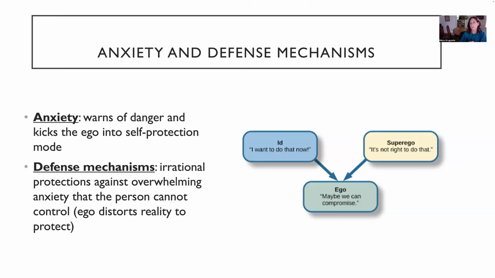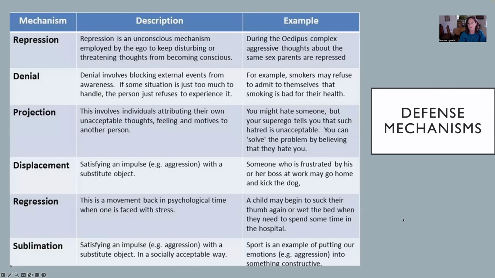And so the ego then can adopt certain ways of protecting itself from all this anxiety. And sometimes these are irrational. They're generally considered to be unconscious. The person can't really control this. And what the ego does is it distorts reality. And those kinds of distortions we call defense mechanisms under Freudian theory or psychoanalytic theory. So I'll give you some examples of defense mechanisms here. There are a whole bunch of defense mechanisms, so we won't talk about all of them. But let's talk about a couple of them that are commonly used in substance use therapy.